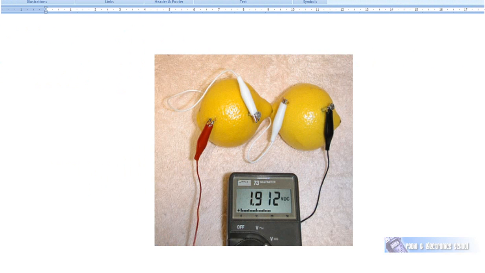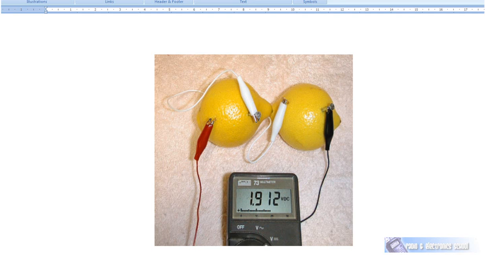Here's an experiment that I often perform when I'm teaching children, but it's a fun thing to do. I've actually used my digital multimeter. If you don't have a digital multimeter, I'd suggest you get a cheap one from somewhere like Jaycar, because you can pick up a good digital multimeter for about $25 or $30.